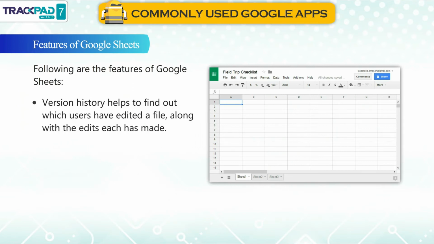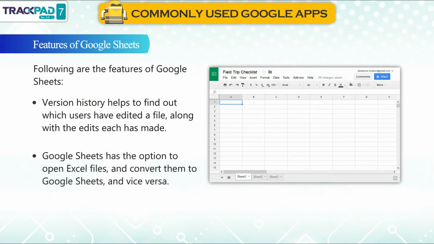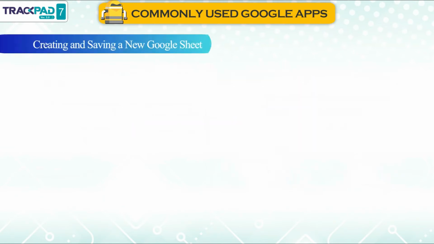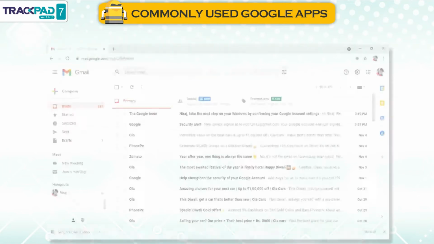Version history helps to find out which users have edited a file along with the edits each has made. Google Sheets has the option to open Excel files and convert them into Google Sheets and vice versa. You can also work offline, but to do so, first you need to install and enable the Google Sheets offline extension.